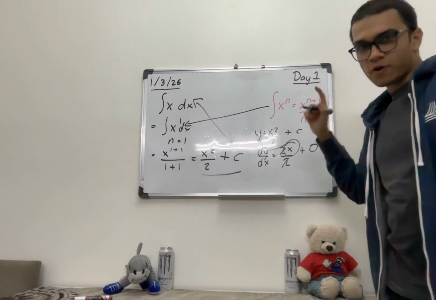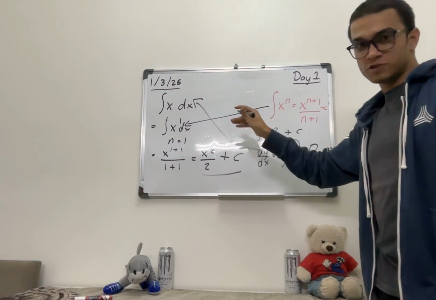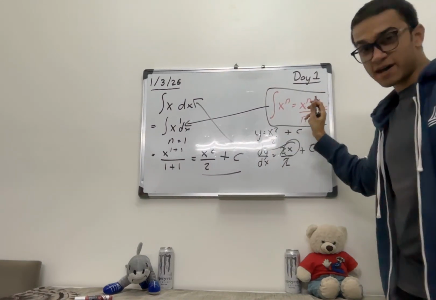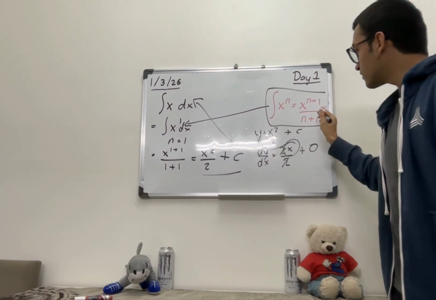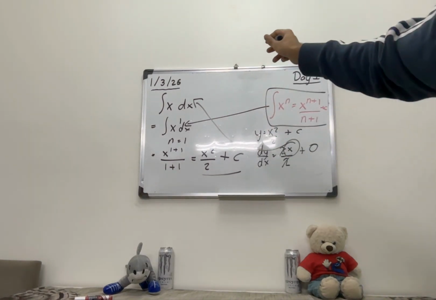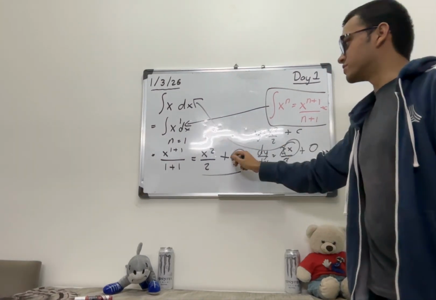So what you have to do when you face functions like this with just a power is that you have to use this formula. X raised to n is equal to x raised to n plus 1 by n plus 1. That's what we did here. With x raised to the power 1 is x squared by 2 plus c, which is the constant.